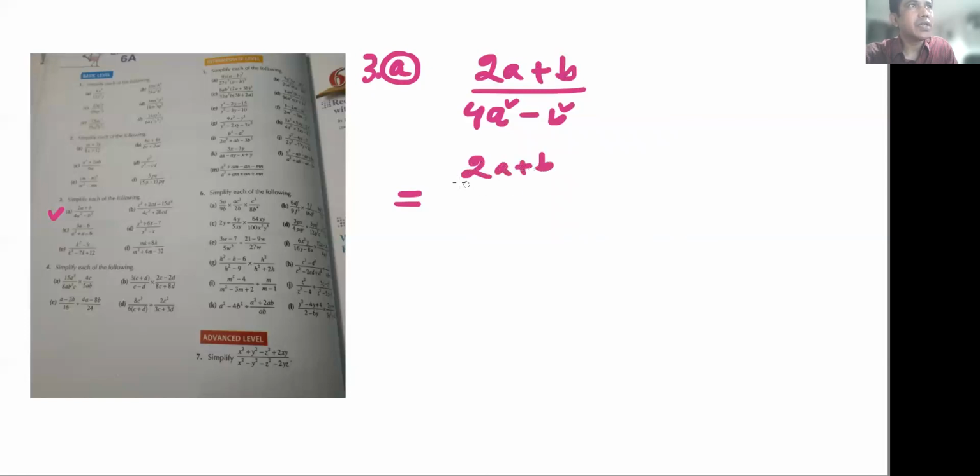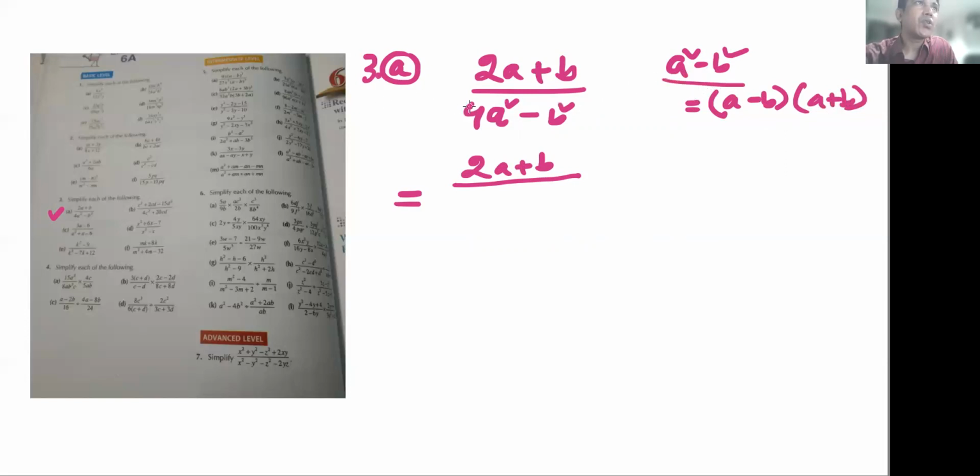2A plus B. See here. We know one formula, A square minus B square. This is A minus B into A plus B. This is one formula we have learned earlier. So if we want to make this in this form, how can we do it? See, 4 means what? 4 means 2 square, right? So we can write it like this, 2A whole square. That means 2 square and A square.